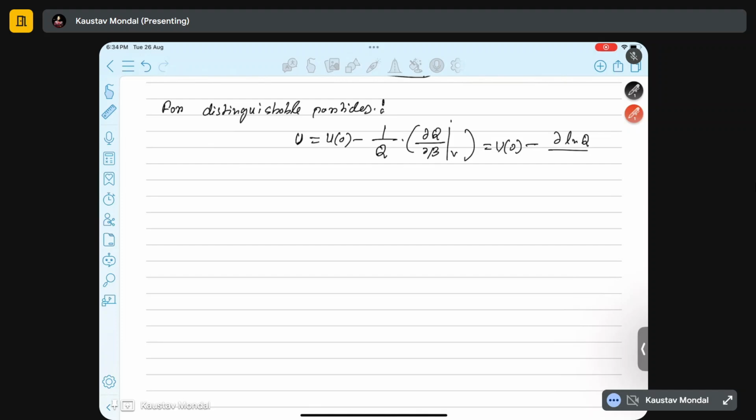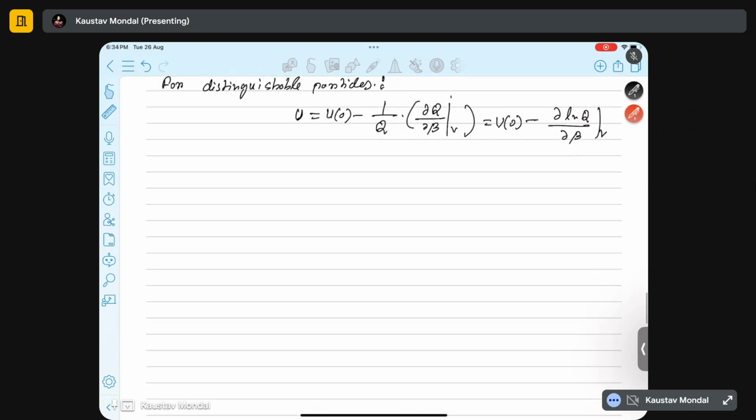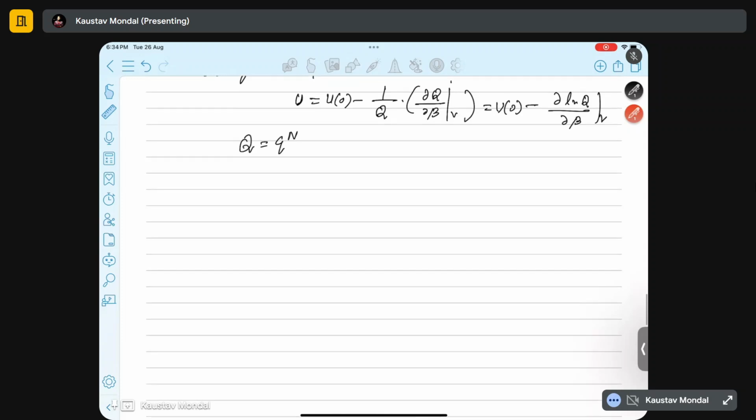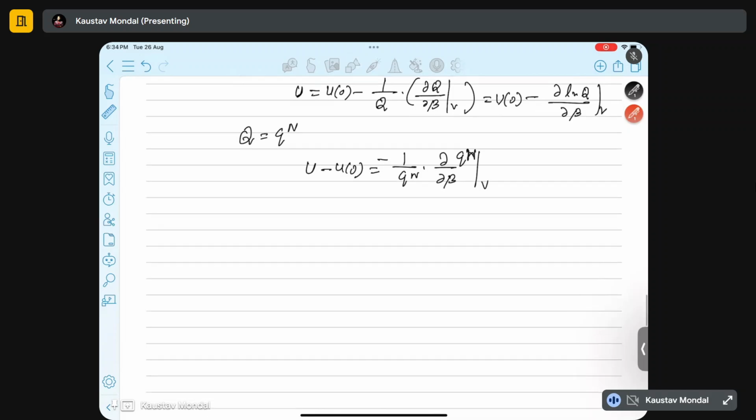Delta of ln Q by del beta at constant volume. Now, in this expression, as you know, for distinguishable particles, the capital Q can be written like this. If you substitute this here, then u minus u0 would be, if you do the derivative, 1 by Q^N into del by del beta of Q^N, whole at constant volume.